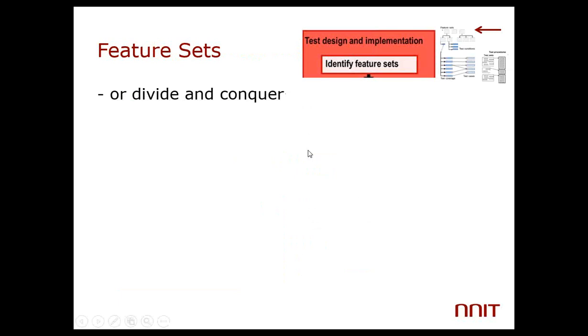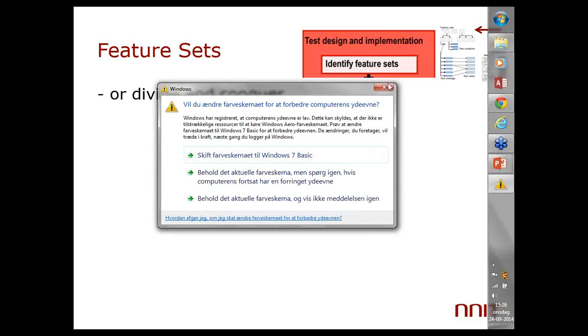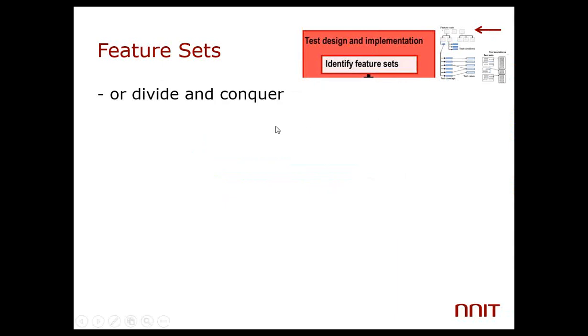The first thing we have to do is find out how we are going to attack these test items that we are going to test. And I'm sure you know the saying about how do you eat an elephant? Well, you do it by chopping it up in small chunks and then eating each chunk at a time. And that is the same thing we do with the feature set, or we divide and conquer.